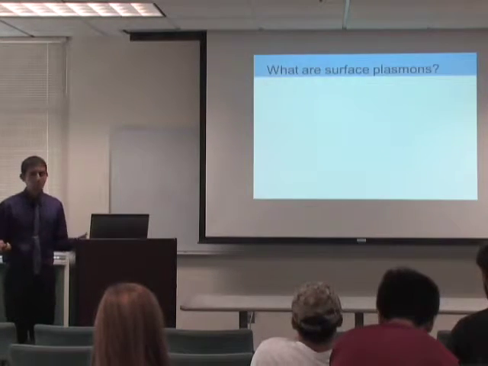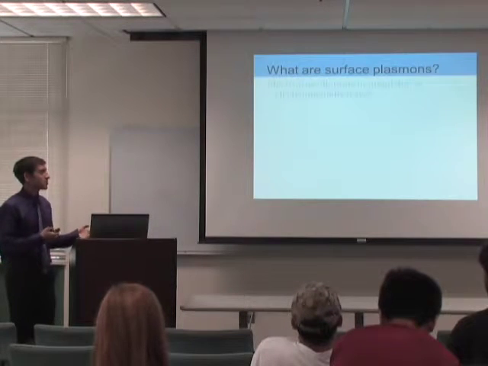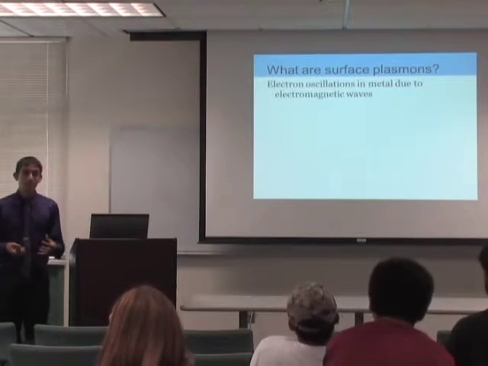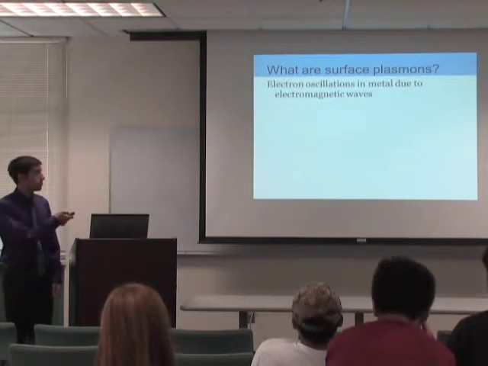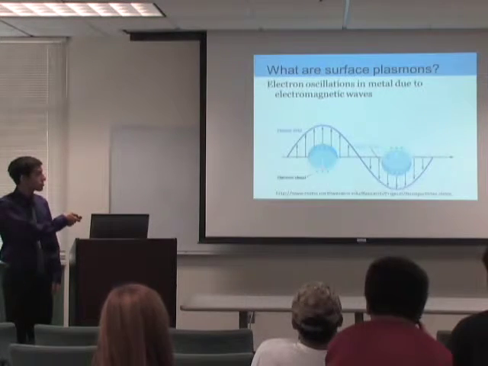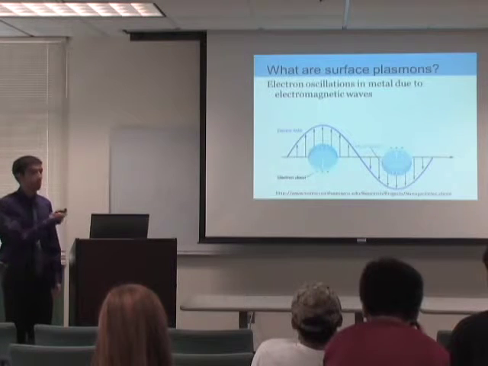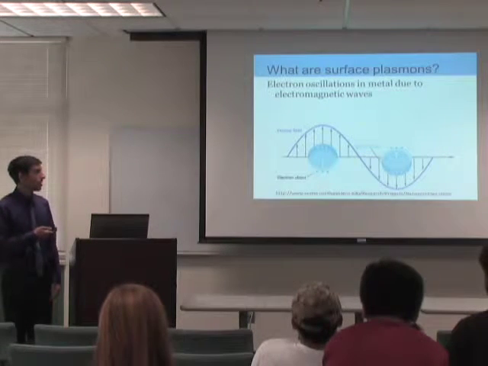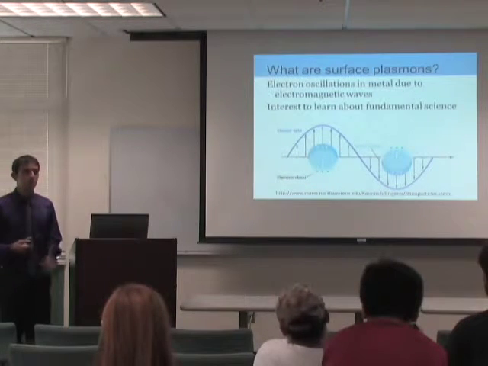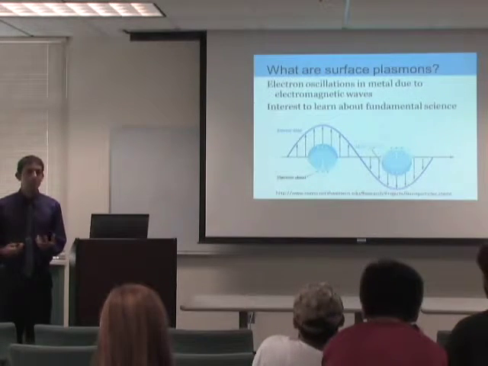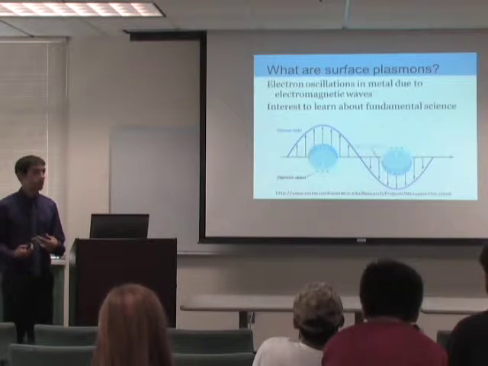So first off, what are surface plasmons? Surface plasmons are electron oscillations that occur in metal at the nanoscale level due to electromagnetic waves. You can see here how the electrons in the metal oscillate with the oscillating electric field of light. And although we've known about these surface plasmons for a great deal of time now, there's still a lot more that we can explore with them and see how we can tune them to our own benefit.